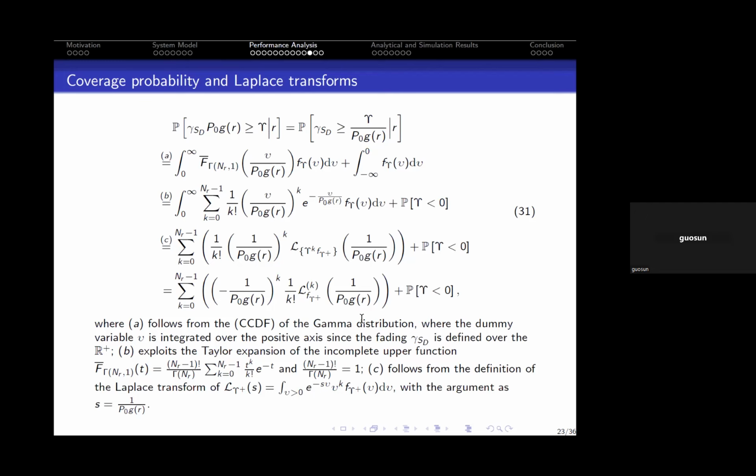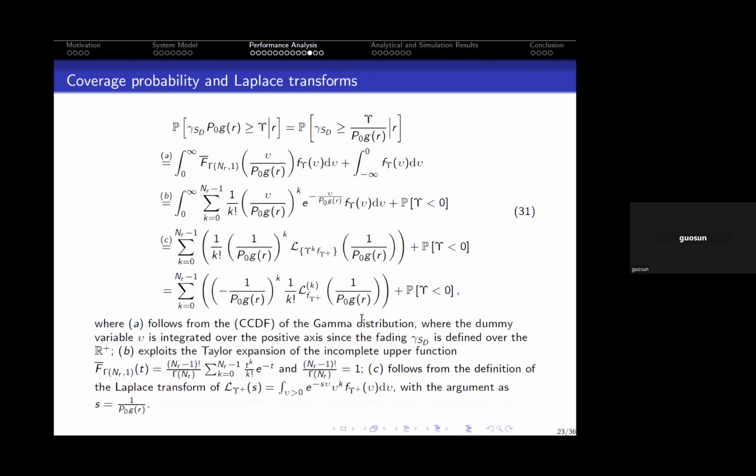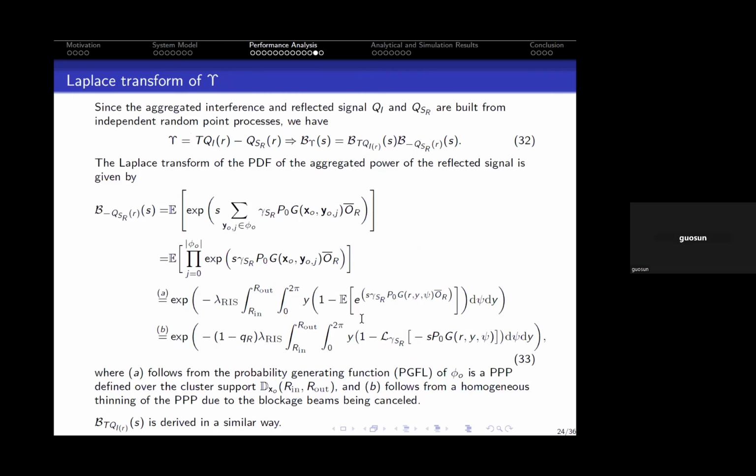But one challenge arose here: we only need its positive part, but recall the minus here. This epsilon is defined on the whole real axis. It's not only positive. So this is the new challenge brought in our research, which never occurred in previous stochastic geometry work. So what is the expression of this epsilon? We see it's a minus of the composite interference minus the composite signal.